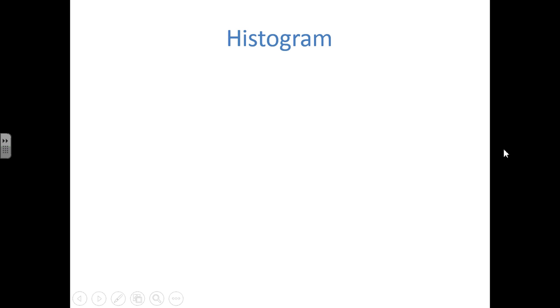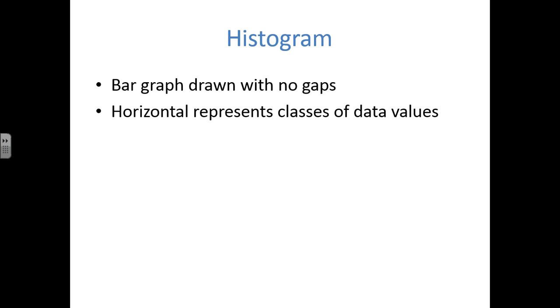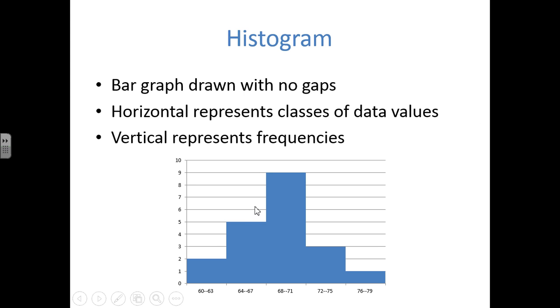A histogram. A histogram is a way of doing a graphical representation of the frequency distribution. In a histogram, the bars must touch. There can be no gaps between the bars. The horizontal axis represents the classes of data values, and the vertical axis represents the frequencies. Here is an example of a histogram for the example we have been using.